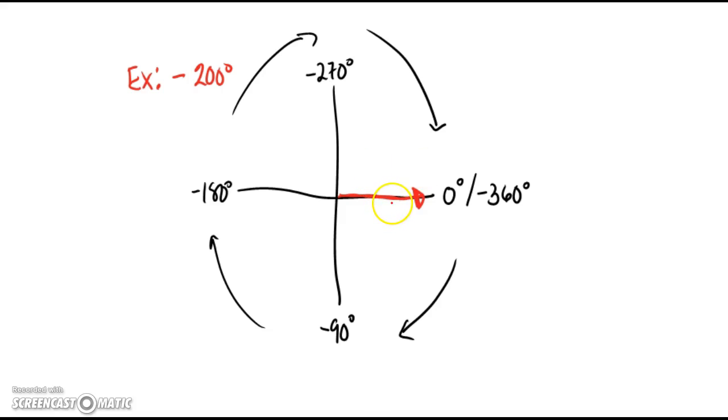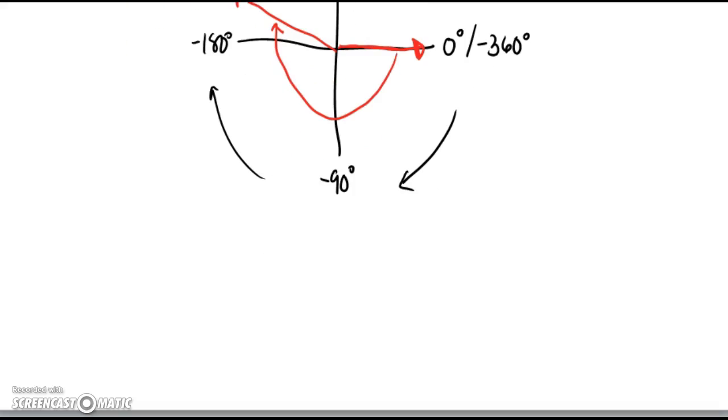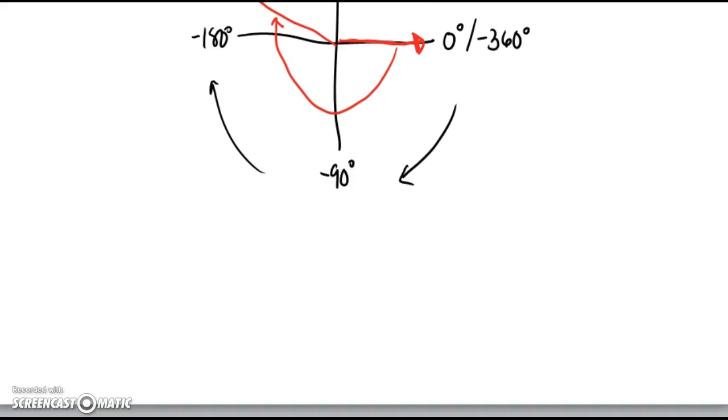Now, we're opening up our angle in the negative direction, so far we've covered negative 90, negative 180, and negative 200 is between negative 180 and negative 270, closer to negative 180. So our terminal ray is going to be in quadrant 2, closer to negative 180, and we're going to draw in that rotation there. So positive angles go in the counterclockwise direction, negative angles go in the clockwise direction. Let's look at one more example.